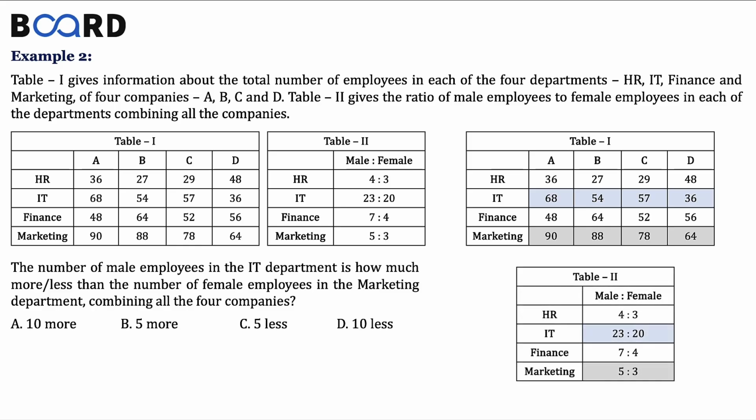And in the second table also, in the IT section, we want the ratio. In the marketing section, we want the ratio. But even after the ratio, we don't want male, female. That's not required. For IT, we just need the numbers of male employees, and in marketing, we just need the numbers of the female employees. That's it. We don't want any other calculation.